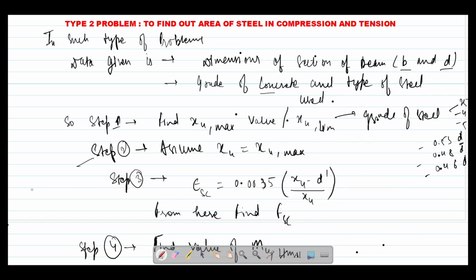The section is a balanced section, and as the cross section of the beam goes like this, there is the neutral axis, that is XU, which is equal to XU max. Suppose we have reinforcement here, so it will go like this. And if we draw the strain diagram for the same section, it will go like this, as we have discussed already in the previous lecture.